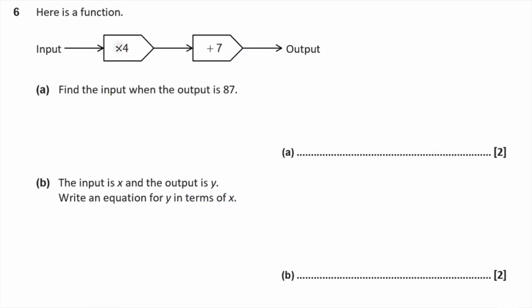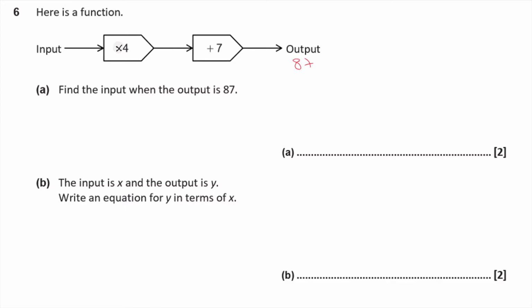0.875. Question 6, here is a function. The input goes into the function, it's multiplied by 4, and then 7 is added, and then we get the output. So find the input when the output is 87. Okay, so this one we're working backwards, aren't we? They've given us the output, they're saying the output is 87. What must have been fed in to get 87?